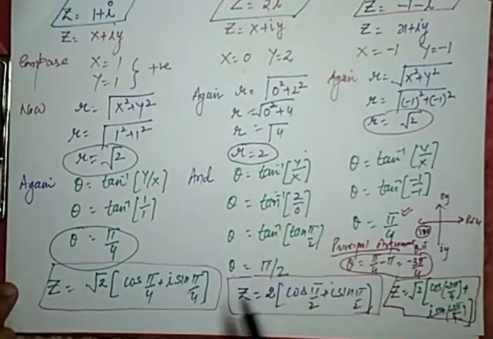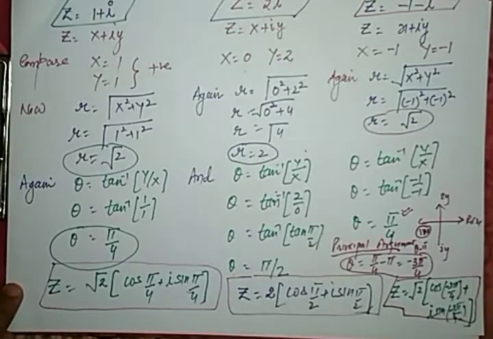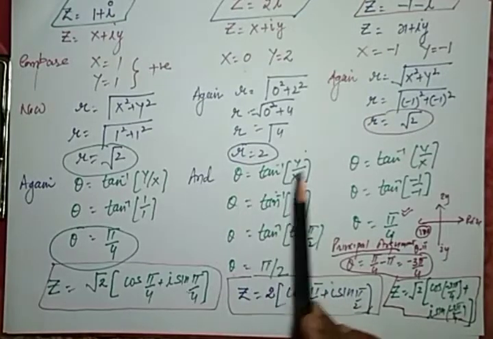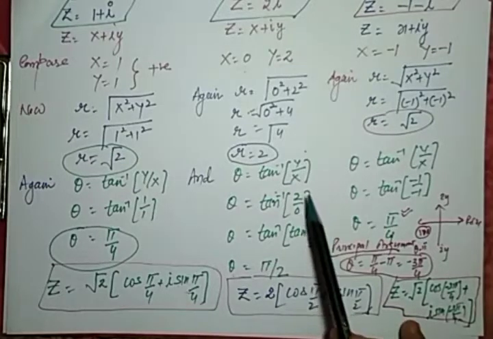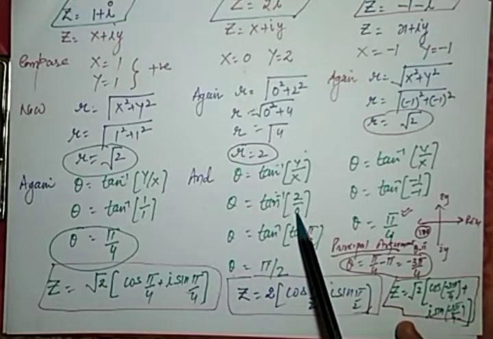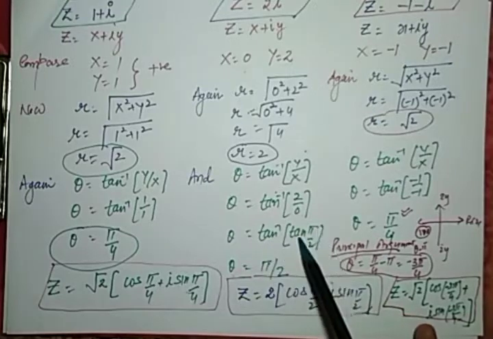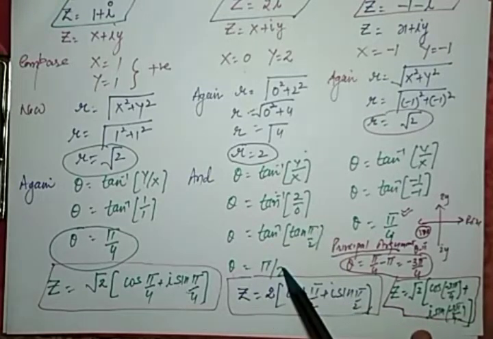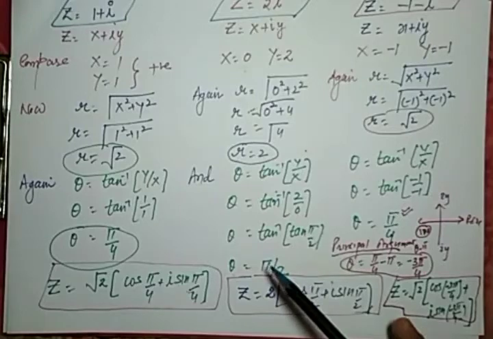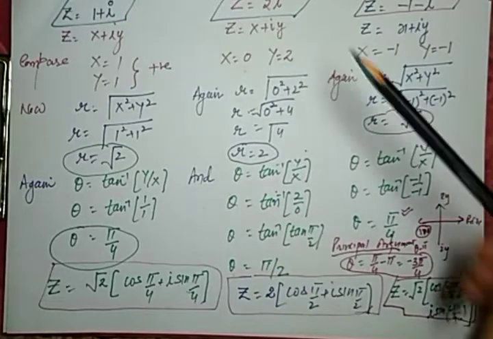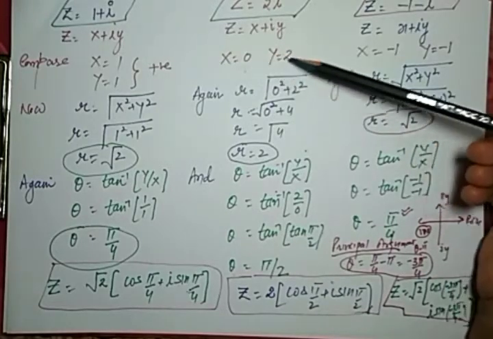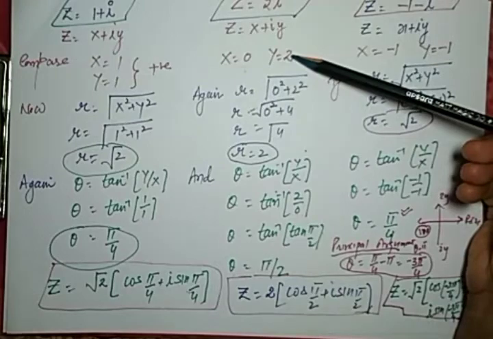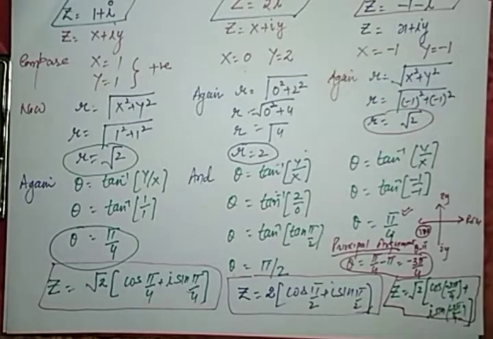Let us now calculate the argument. Argument theta is equal to tangent inverse y by x, 2 by 0, and something divided by 0 is always infinity. So tangent inverse of infinity is pi by 2. So theta is pi by 2 radian here. And is this the argument or the principal argument? Think first. In which quadrant? In this case, x is 0 and y is 2. The imaginary part is positive.